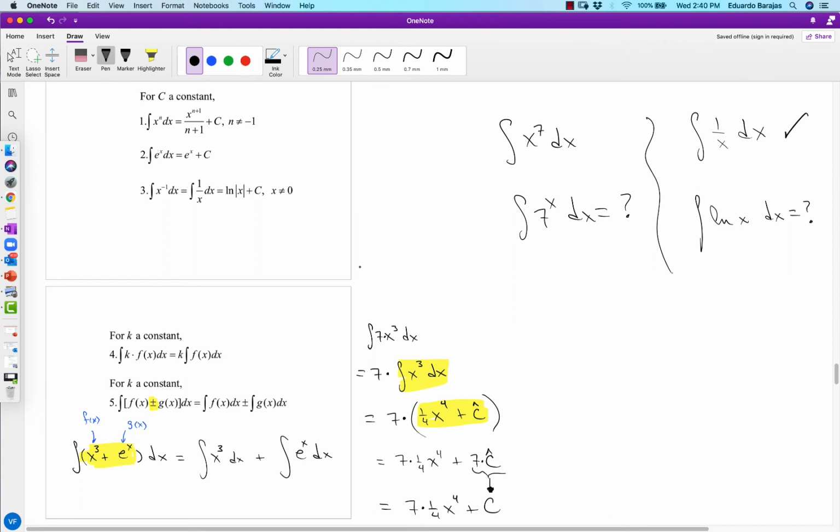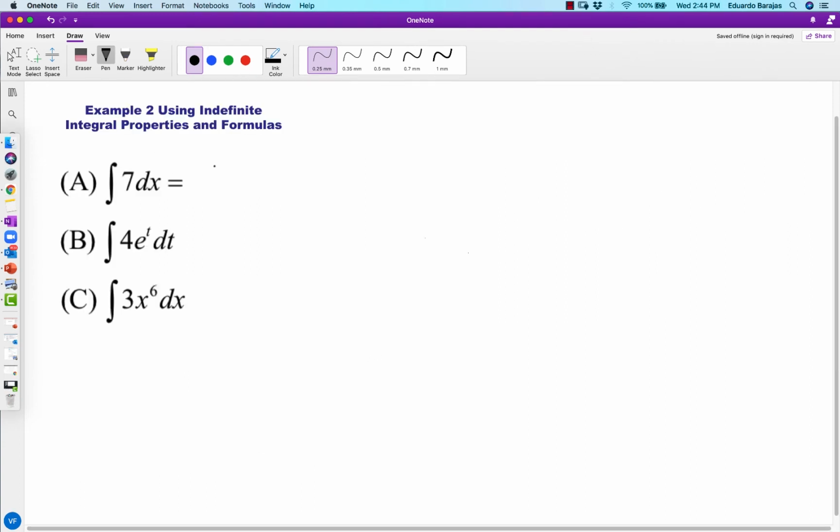Okay, so let's try some of these problems. Thinking of a function such that its derivative equals 7, that would be 7x to the power of 1, right? Its derivative equals 7, plus a constant. Good. This one, well, one of our properties says that we're allowed to pull the 4 out. So this is 4 times the integral of e to the t dt. And so we know that this is going to be 4 times e to the t plus some constant c. So again, just as we covered before, this could be some c hat.